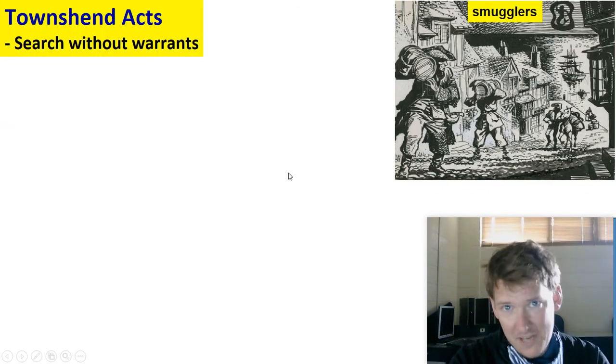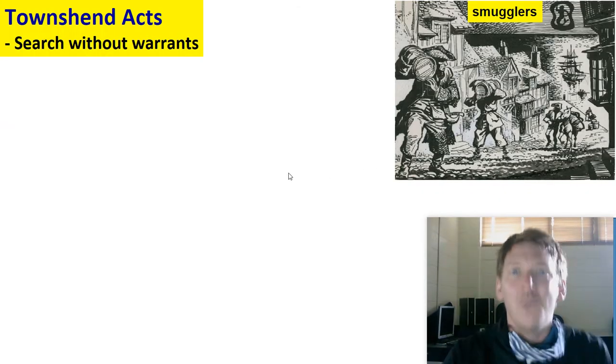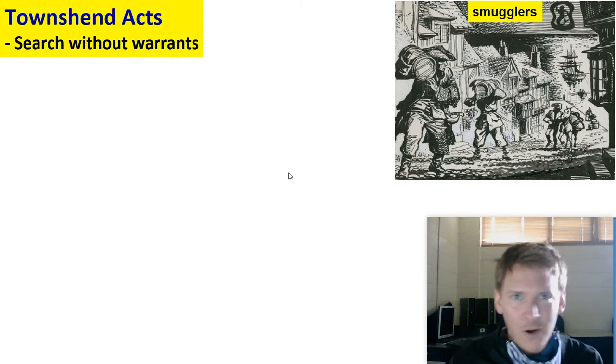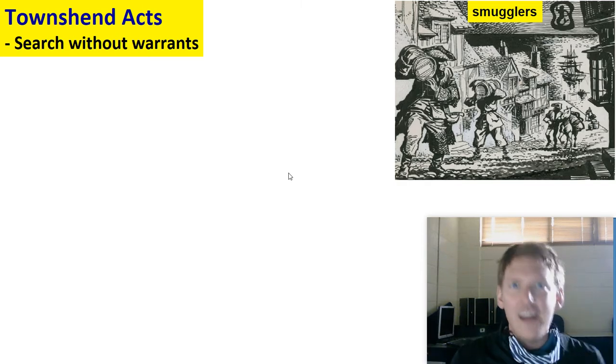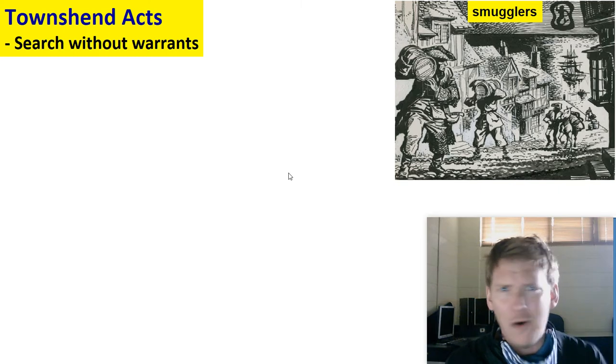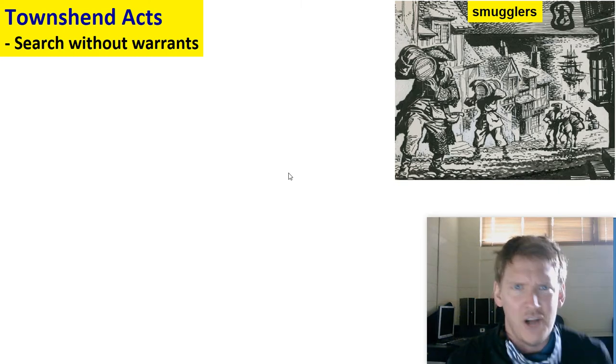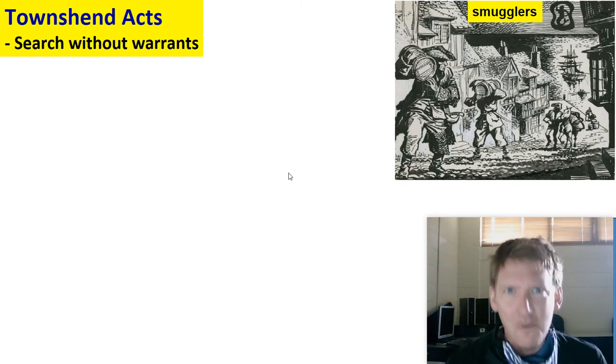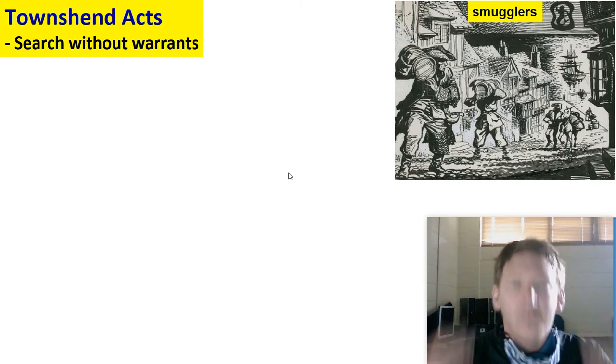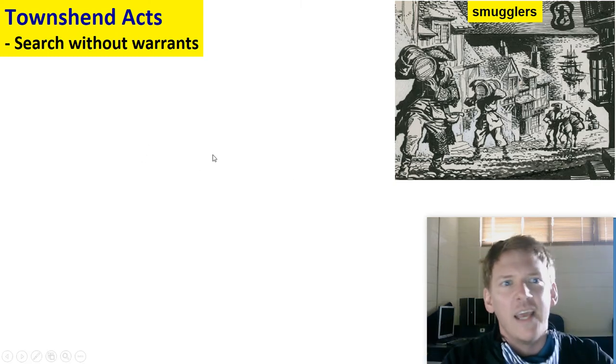Also part of the Townshend Acts, because the British aren't stupid. The British know what is going on. The king knows that they're smuggling. They know, okay, wait a second, where are you getting that alcohol from? You don't have any sugar. You're not buying sugar from me. You're getting sugar somewhere. Where's this sugar coming from? They're not fools. They know that smuggling is happening.